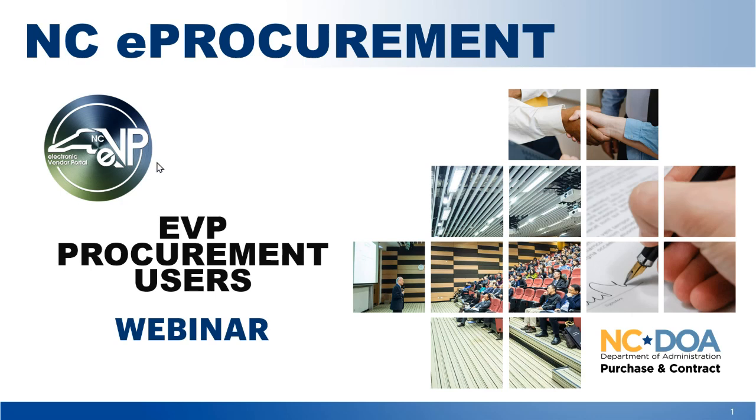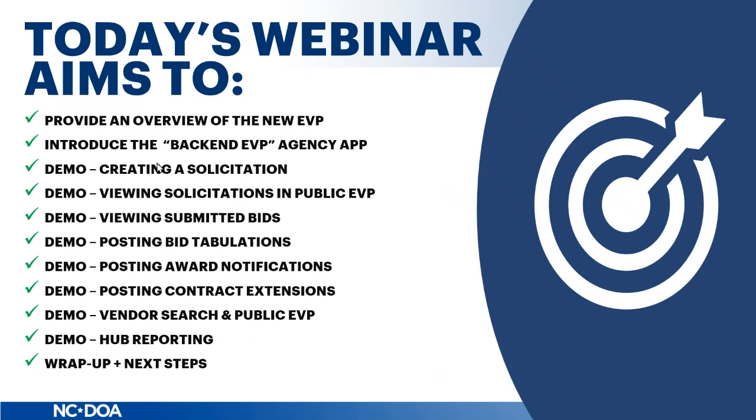This is what we want to cover today. We've got about 90 minutes. And first of all, what we're going to do is provide an overview of what we're calling the new eVP. So we're going to give you some background on the project as a whole and the transition timing and how it impacts you. Then we are going to introduce the backend eVP, which is your version of that. There's going to be a vendor's version and your version, and you guys are going to be calling it the agency app.